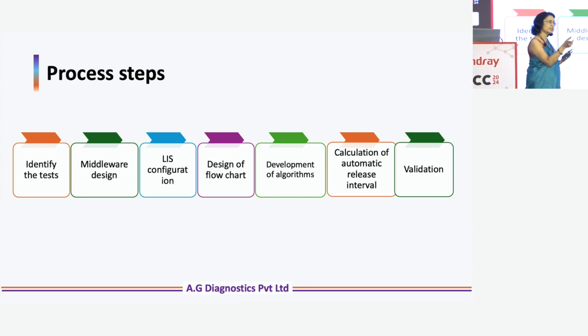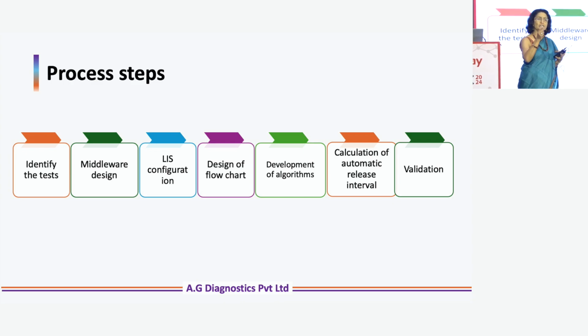So LIS configuration and the middleware design. Both of these will play an important role in how much you can take your auto verification process ahead. Then you have to design the flowcharts, develop the algorithms, calculate the automatic release interval, and then last but not the least, validation. You have to do a lot of validation of the algorithms that you have put in, using all possible scenarios: what if the instrument flags, what if there's hemolysis. So you have to take into consideration all these factors and then validate the auto verification process.